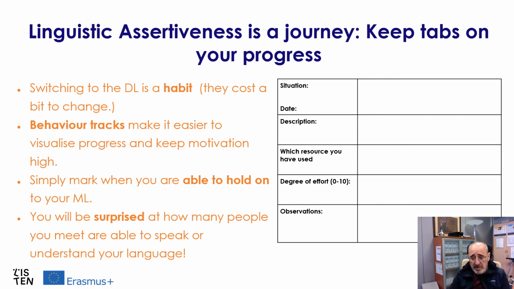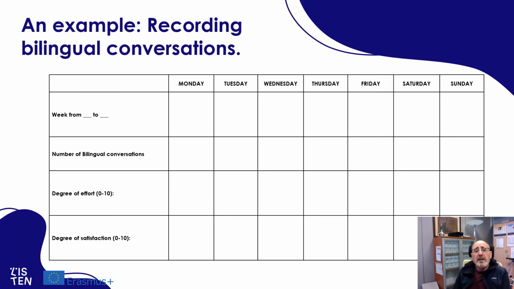That's, for example, if you are getting into the habit of holding bilingual conversations, you can register each day how many of them you have been able to hold, how much effort it's supposed to you, and how satisfied you are with the experience. So in this lesson, we've learned 3 resources: pole position, practicing bilingual conversations, and the success log. And in next lessons, we will keep learning more of them.